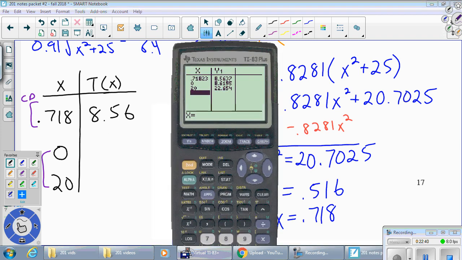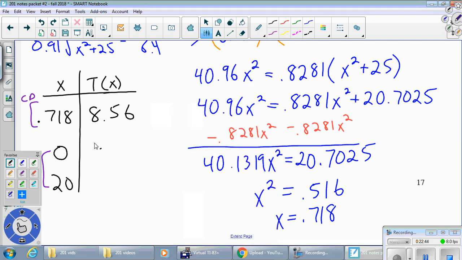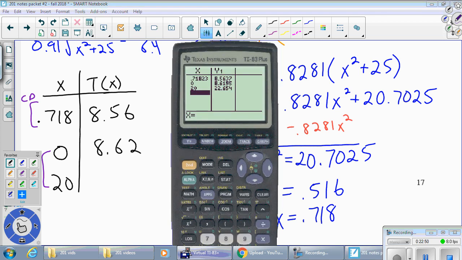Okay, so these times that I'm writing down are in seconds, so 8.56 seconds for that path. The next one, 8.62. And then 22.65. I think that's good.